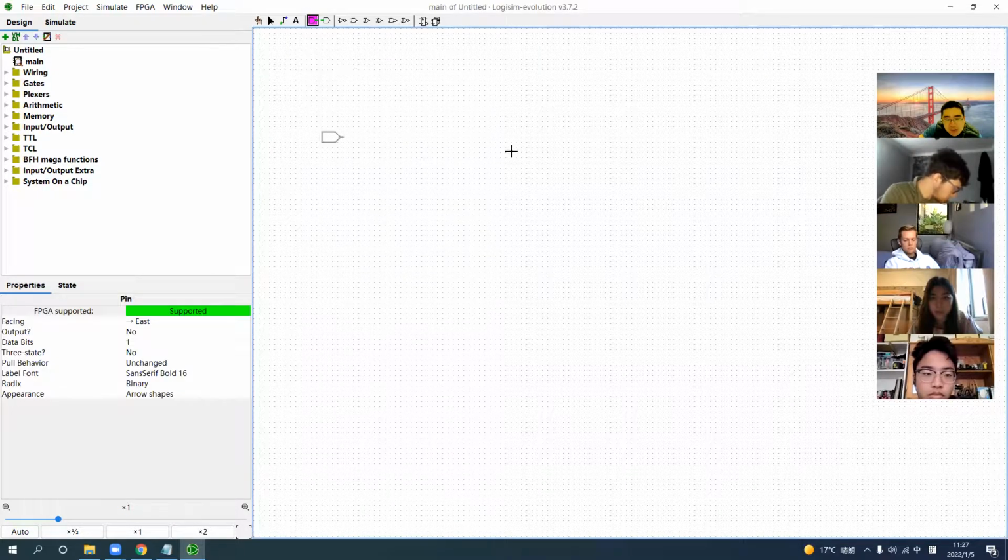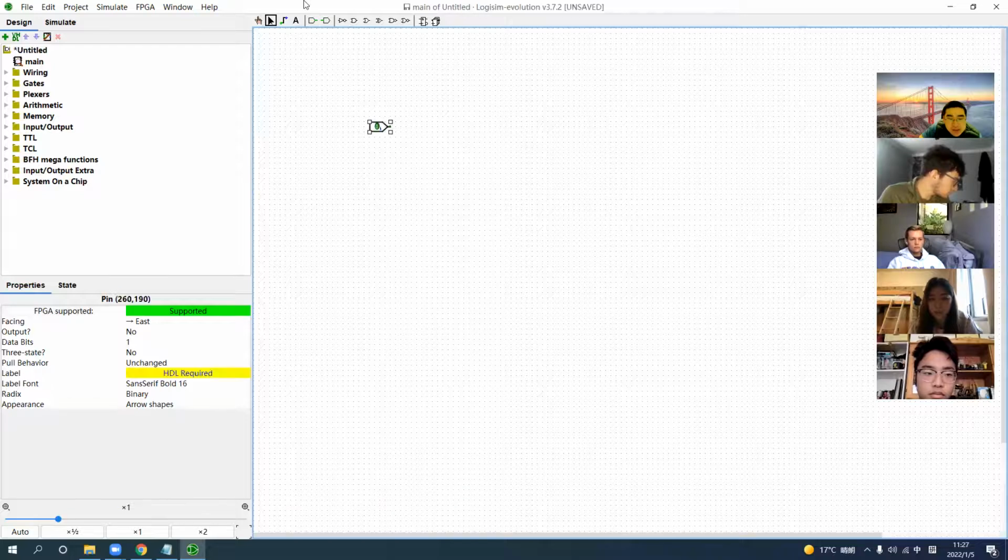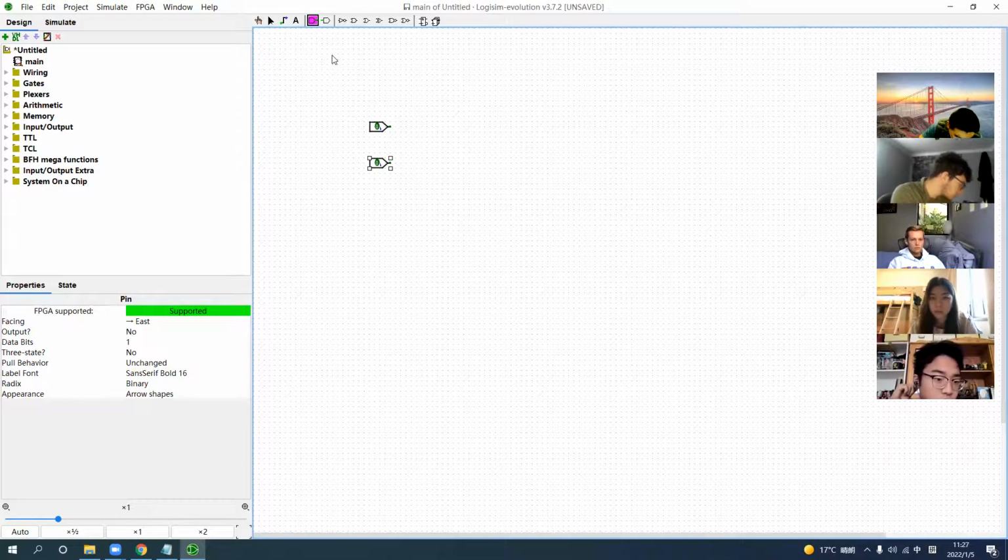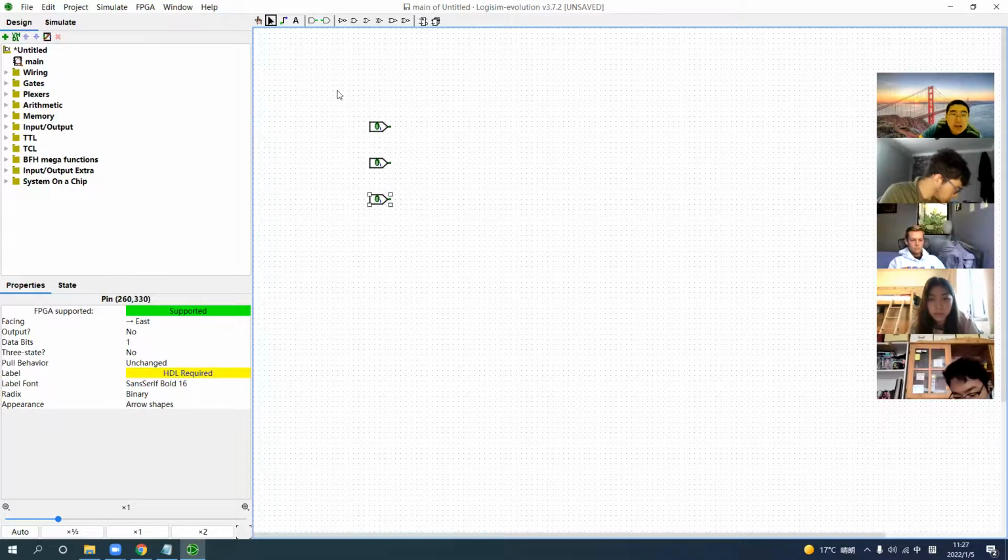Can you see my mouse? Okay, good. So if you see where I'm clicking, it's an input pin. It's left facing. So I'm just going to recreate the circuit, but I would like you to actually create something on your own.